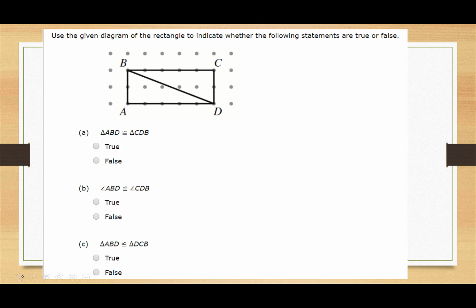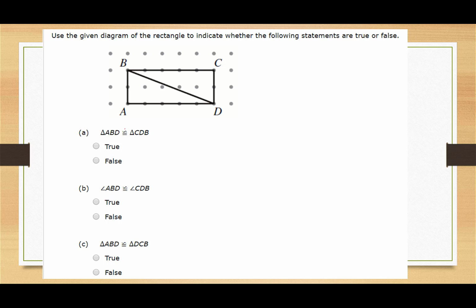This example says use the given diagram of the rectangle to indicate whether the following statements are true or false. The rectangle with the diagonal going down the middle splits it into two equal right triangles. Statement A is triangle ABD congruent to triangle CDB.